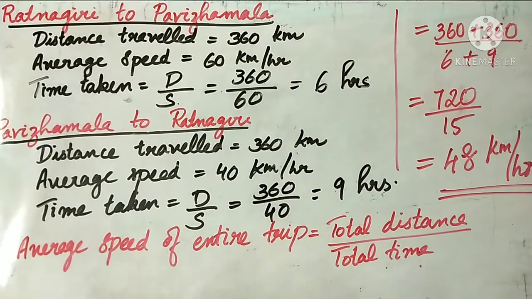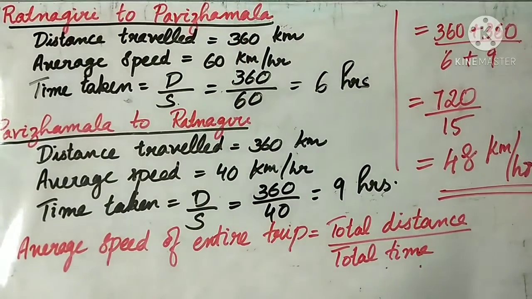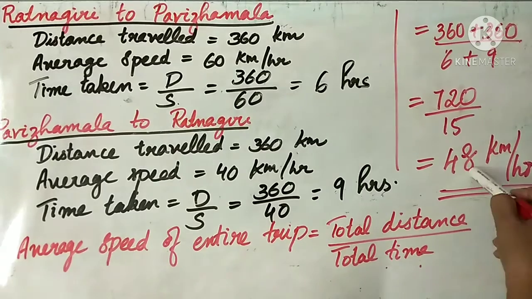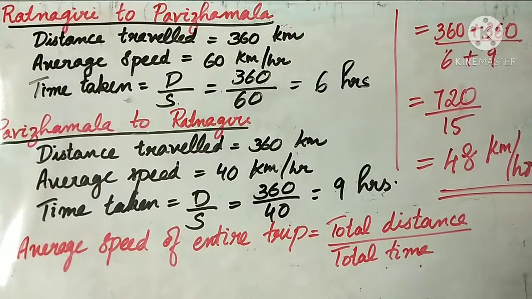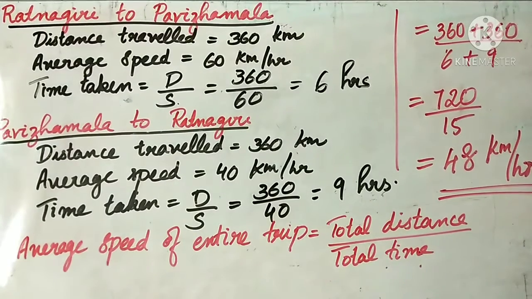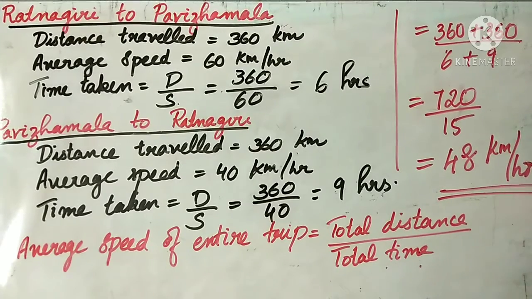Now, the second part of the question is, suppose we take the distance as 180 kilometers, that is, instead of 360, if we take 180 kilometers, does it change the average speed of the entire trip? So, let us substitute 180 instead of 360 kilometers and see whether there is any change in the average speed. Now, the average speed is 48 kilometers.